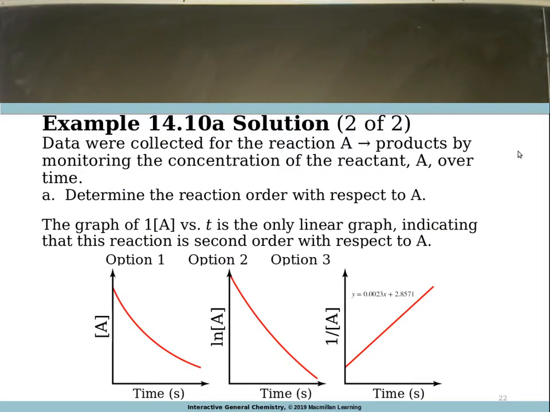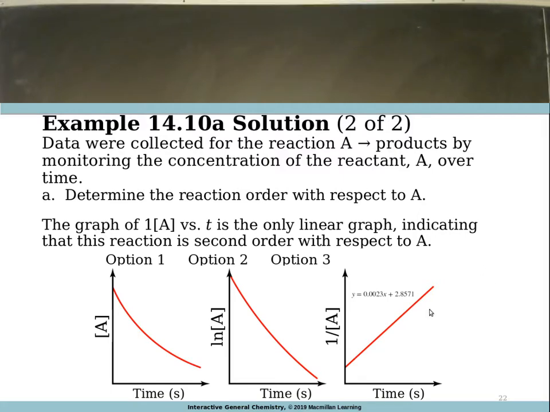Okay, so if you collected data and you graphed the concentration of A versus time, and it showed some curvature, that tells you that it is not a 0th order reaction. If you graph the natural log of A over time and there's still some curvature there, then that tells you that it is not a 1st order reaction. Then you graph 1 over A versus time, and now that is a perfectly straight line. That tells you, pardon me, that tells you it's a 2nd order reaction. And remember, for 2nd order reactions, the rate constant is equal to positive K.